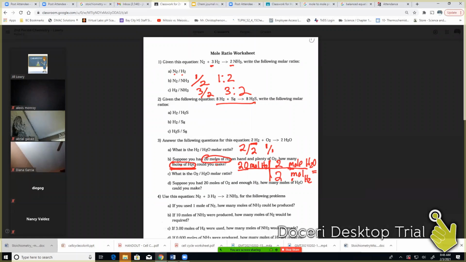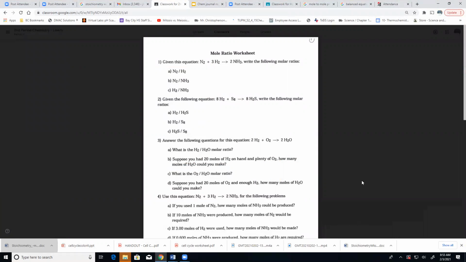All right, I set it all up. So now you do your math. 20 times 2 is 40, divided by 2 gives me 20 again. So I got 20 moles as my answer. So there's some more like that, and I'm going to just skip to the next page and we'll look at a couple of those.